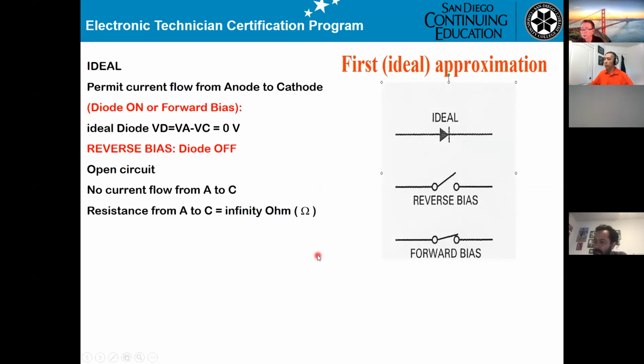Okay, and now the diode can be conducting or not conducting, or it can be on or off. On means forward bias, off means reverse bias. And also they're talking about the ideal diode. That means this idea right here. The only difference they tell you is that the voltage VD will be equal to 0 for the ideal.